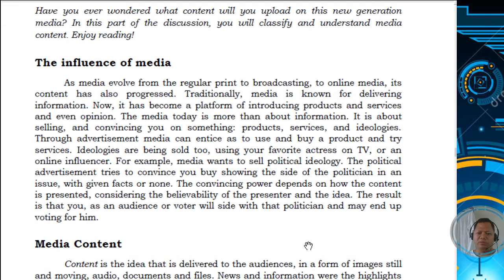For example, media wants to sell a political ideology. The political advertisement tries to convince you by showing the side of the politician in an issue with given facts or none. The convincing power depends on how the content is presented, considering the believability of the presenter and the idea.